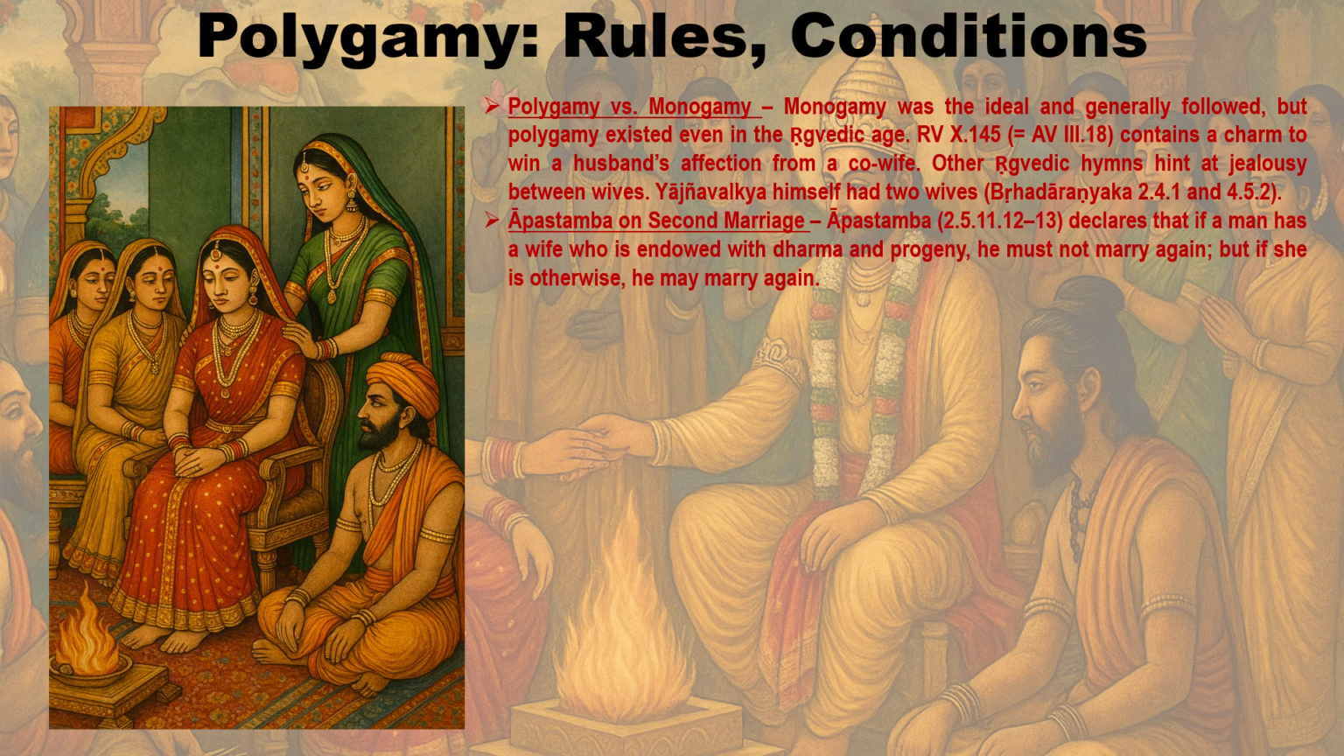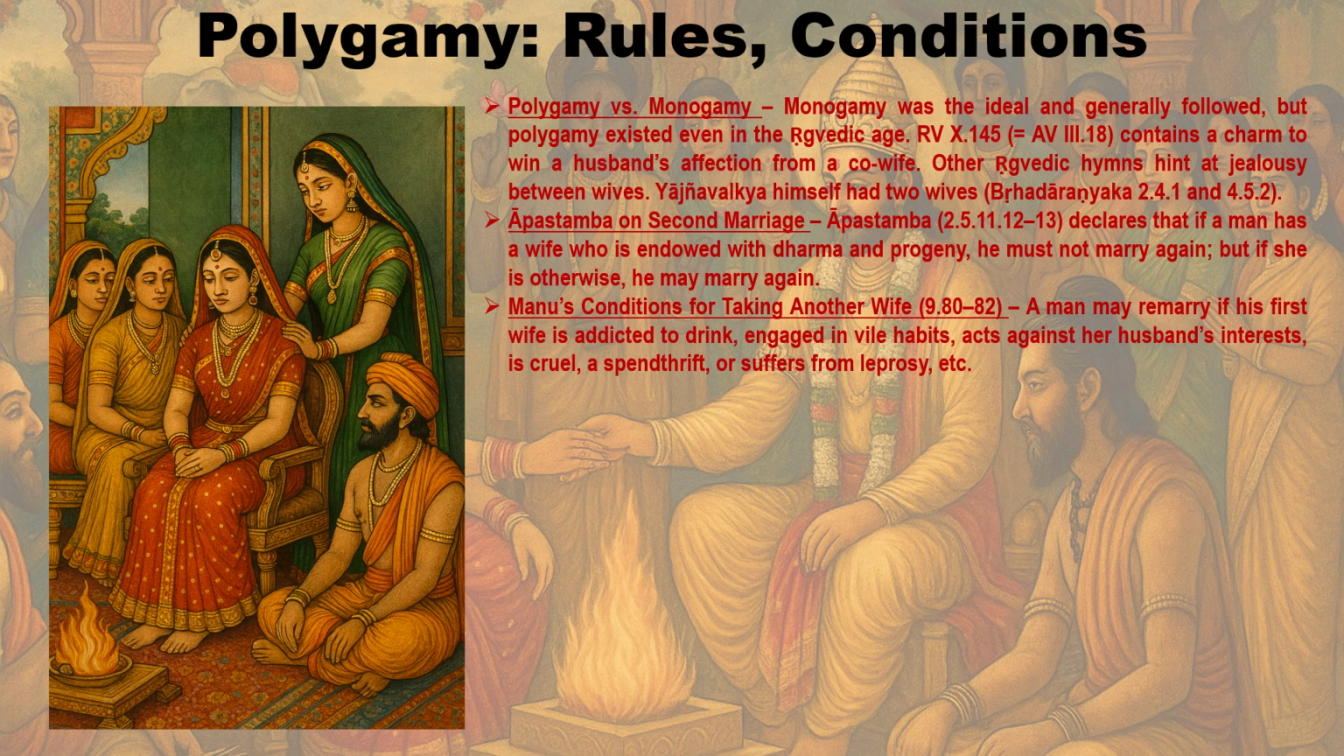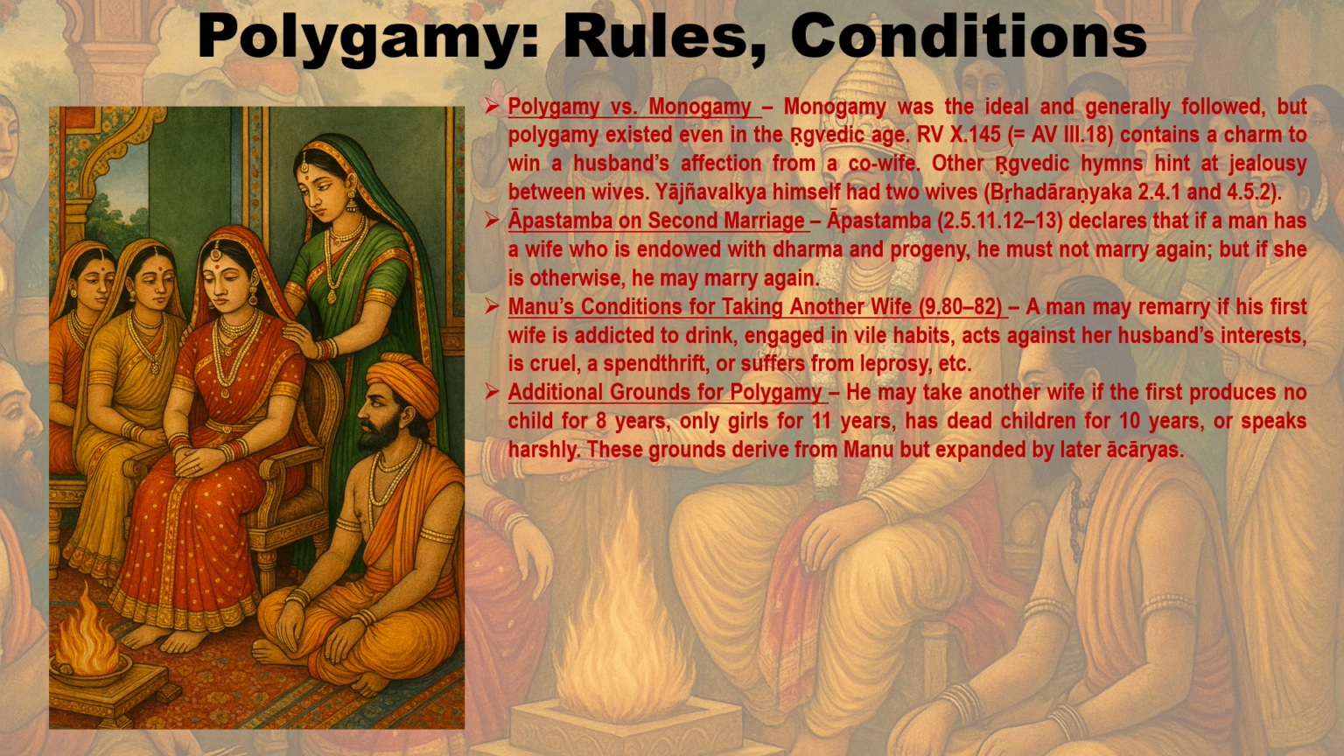Apastamba declares that if a man has a wife who is endowed with dharma and progeny, he must not marry again, but if she is otherwise, he may marry again. A man may remarry if his first wife is addicted to drink, engaged in vile habits, acts against her husband's interests, is cruel, is a spendthrift, or suffers from leprosy, etc.